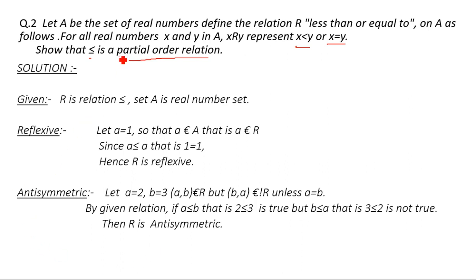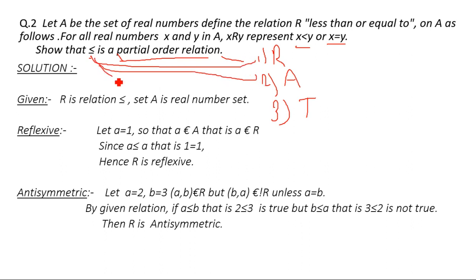Now, first we have to know what a partial order relation is. A partial order relation is a relation which satisfies three properties. Which are these three properties? First is the reflexive property, second is antisymmetric, and last is the transitive property. To show that less than or equal to is a partial order relation, we have to show that it is reflexive, antisymmetric, and transitive.